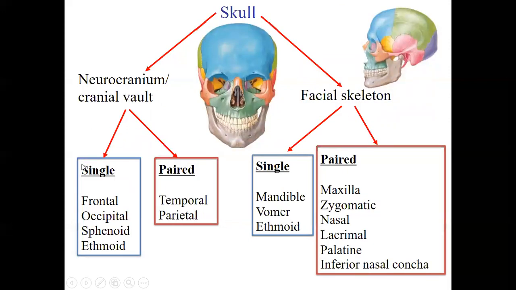These are the bones that form the neurocranium. You can see here we have single bones and paired bones. For the single bones, we have the frontal bone, the occipital bone, the sphenoid, and the ethmoid. For the paired bones, we have the temporal bone and the parietal bone. The facial skeleton also has single and paired bones. The single bones are the mandible and the vomer. The paired bones are the maxilla, zygomatic, nasal, lacrimal, palatine, and inferior nasal conchae.